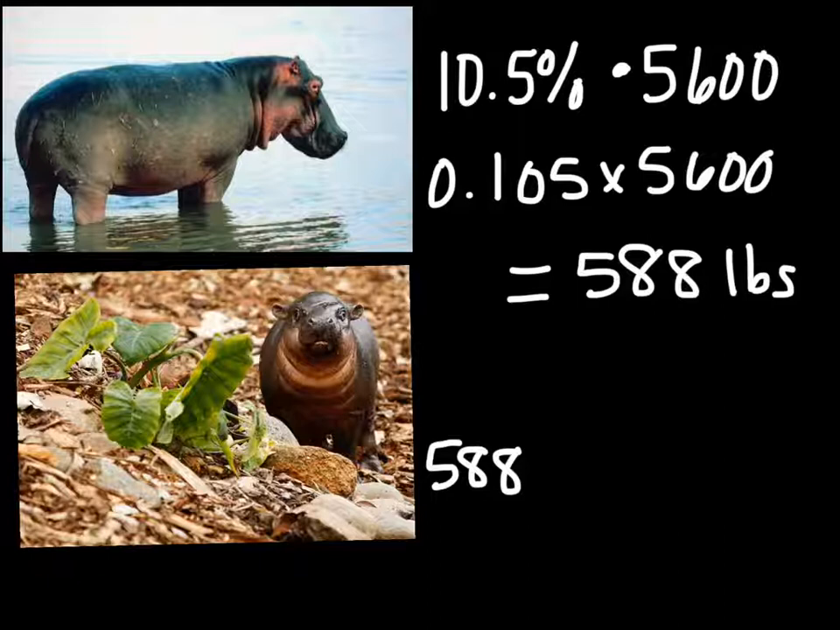Now we can use estimation to check the reasonableness of our answer. About 10% of 5,600 would be 560 pounds. So it makes perfect sense that 10.5% would be about 588 pounds. Okay, our answer is perfectly reasonable.